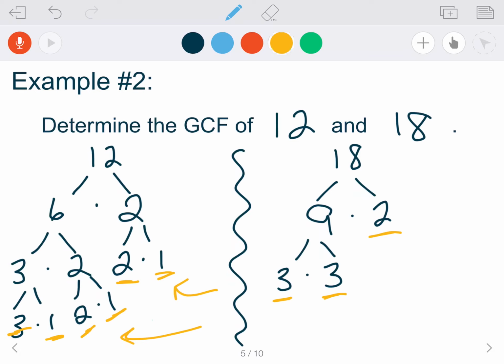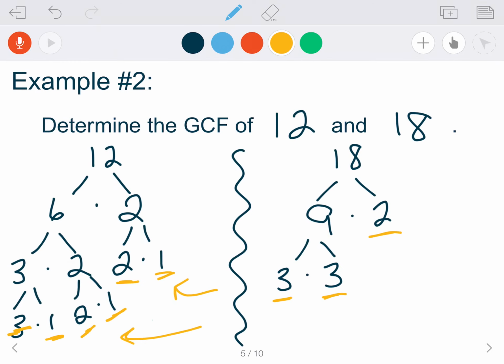Now, let's look at 12 and 18 in their prime factorizations. So we have 12 and we have 18. Okay, on the previous page, what was our prime factorization of 12? I see 3 times 1 times 2 times 1 times 2 times 1. Notice all of those times 1s. We really don't have to include those more than one time.